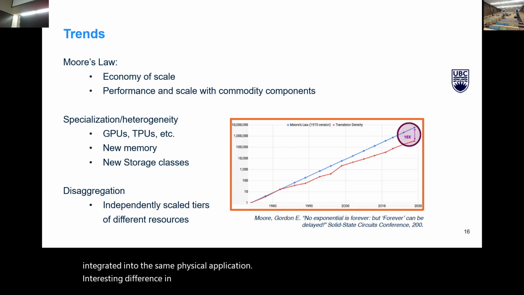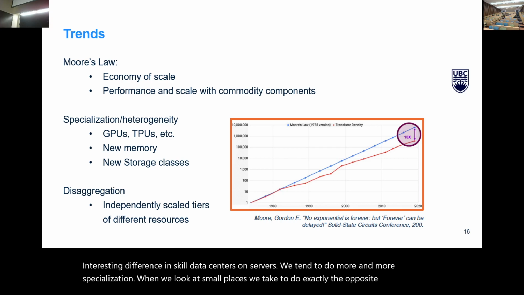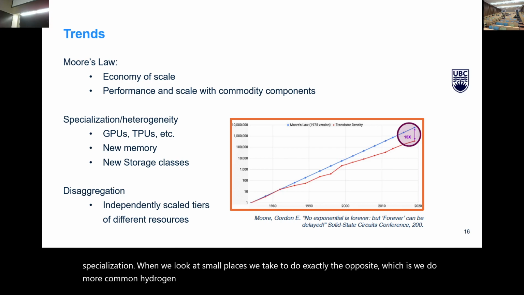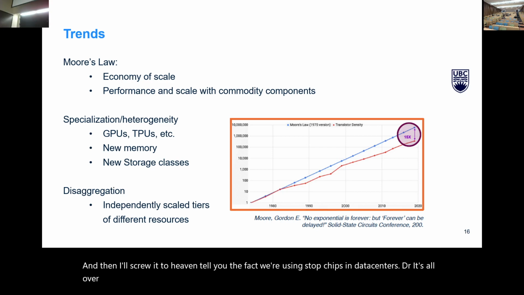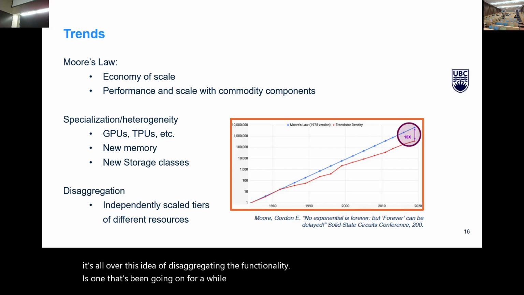So it's kind of an interesting difference in scale. In data centers, on servers, we tend to do more and more specialization. When we look at small devices, we tend to do exactly the opposite, which is we do more common packaging. And then I'll screw with your head and tell you that, in fact, we're using SOC chips in data centers now, too. It's all over the board. This idea of disaggregating the functionality is one that's been going on for a while. There's a lot of research that continues to go on here.